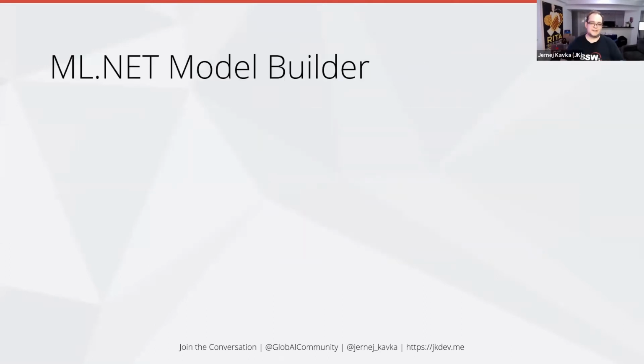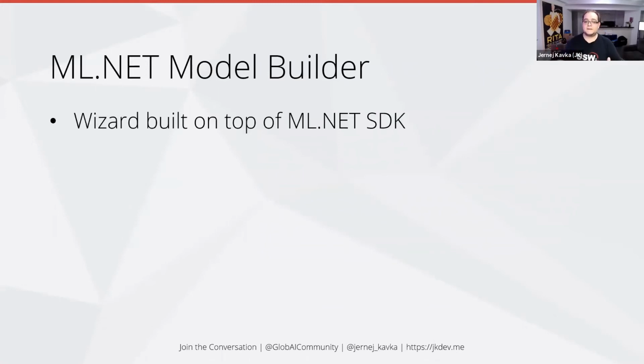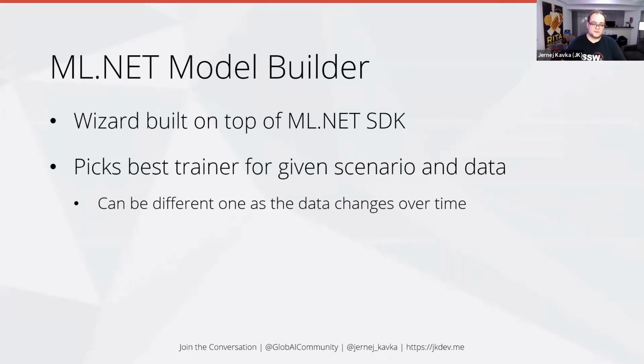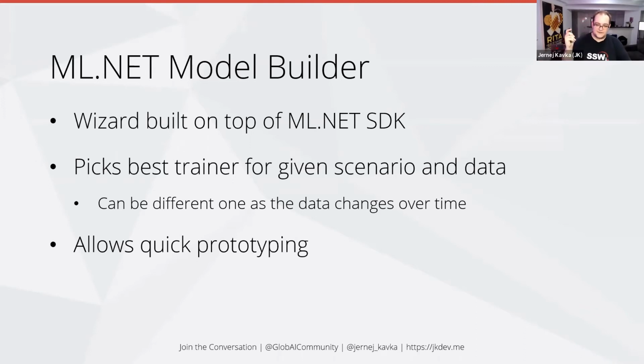So if you're not interested in looking in depth at those trainers, there's something called ML.NET Model Builder. And this is a really, really good start, because this is kind of like a wizard that is built on top of the ML.NET SDK in Visual Studio. And now it's also available in VS Code, in the console as a CLI, and they're probably going to add more platforms to support. What it does is basically try to pick the best trainer for the given scenario, as well as data. And this can change over time because your data changes over time, and it might find a better trainer than what used to be a good trainer for your data. It also allows us to do quick prototyping, which I'm going to show you very soon.